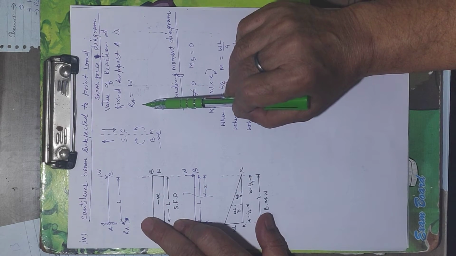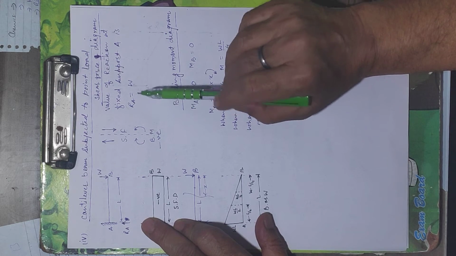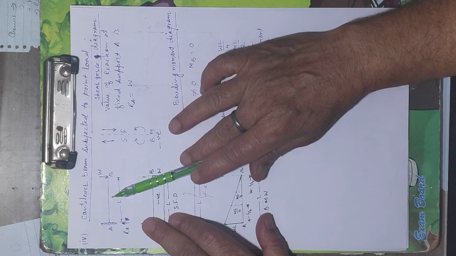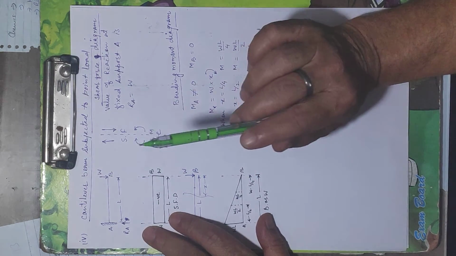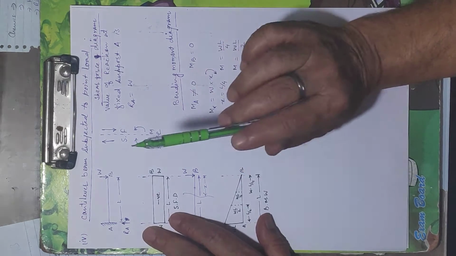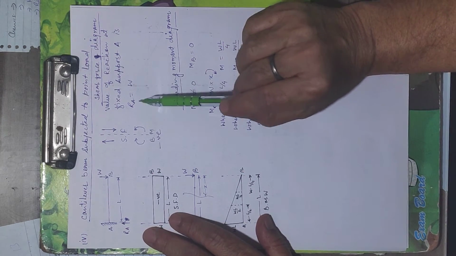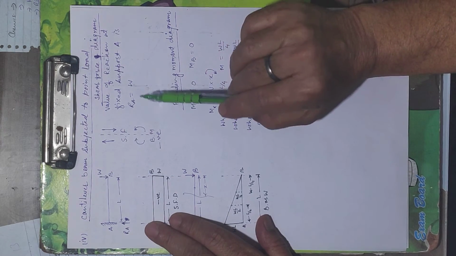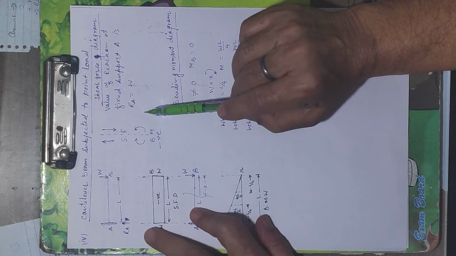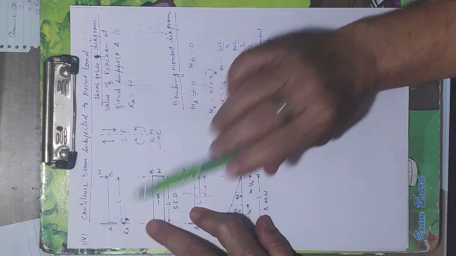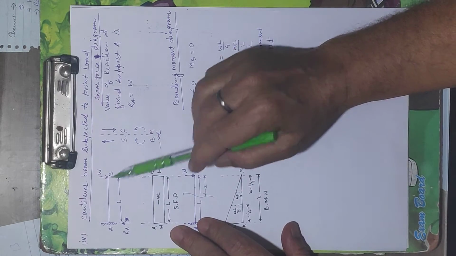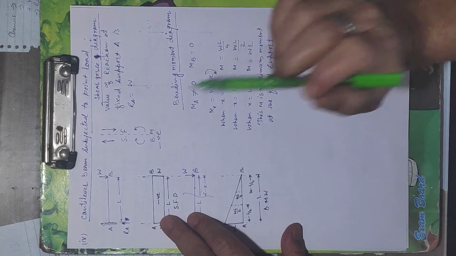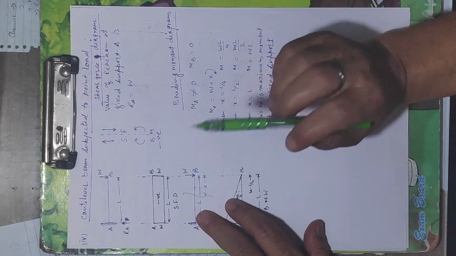So RA is an upward reaction. This would be equal to the total load coming on the beam, which is capital W. Only one load is there, so RA is capital W. Now after calculating the values of reaction, we have got all the forces. Now draw the shear force diagram.